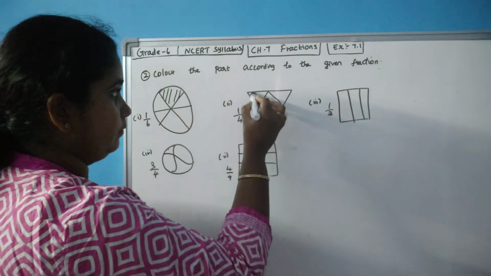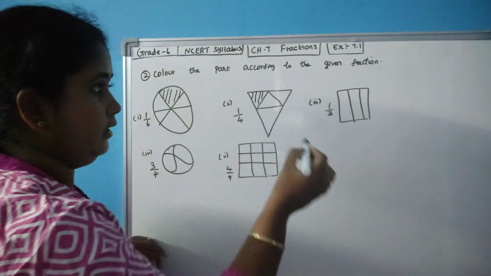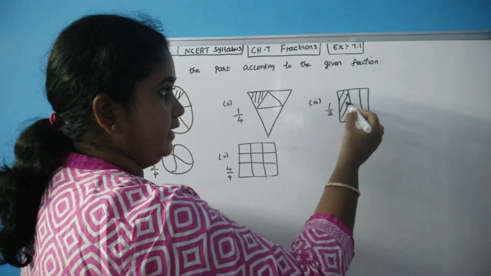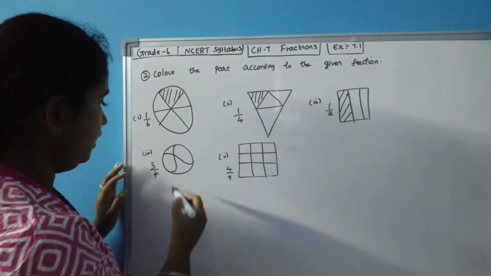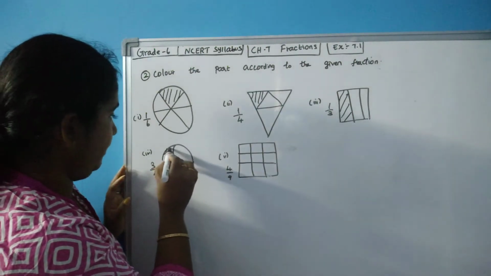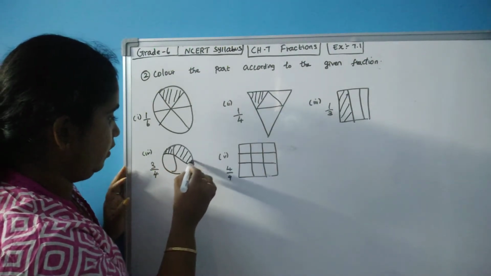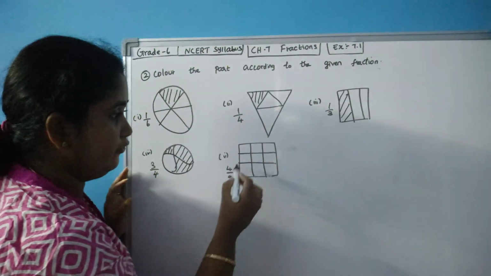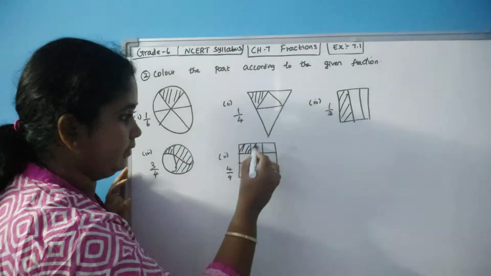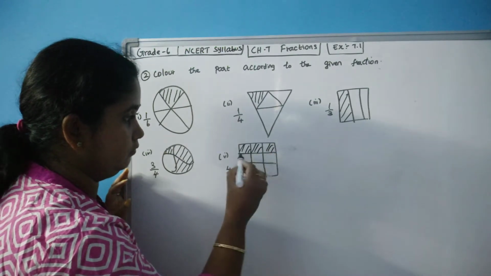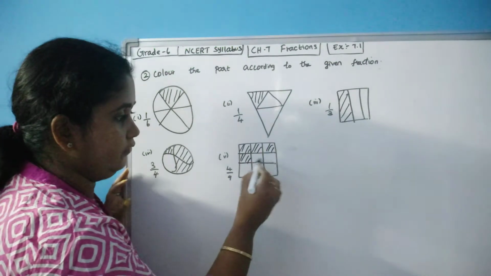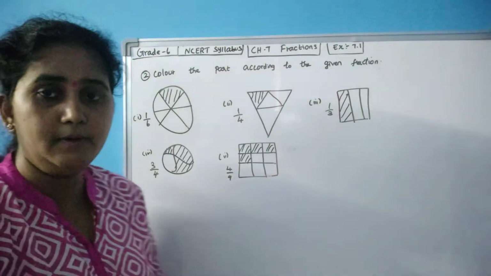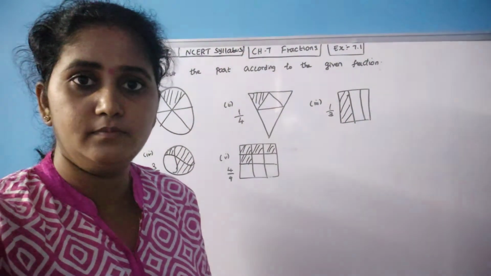Here 1 by 4. Okay, 1 by 3. 1 part is shaded out of 3 parts. Okay, 3 by 4. So 3 parts you have to shade out of 4 parts. Then 4 by 9. 4 parts you have to shade out of 9. Okay, 4, 5, 6, 7, 8, 9. So that's all for this sum. Now we will move on to the next sum.